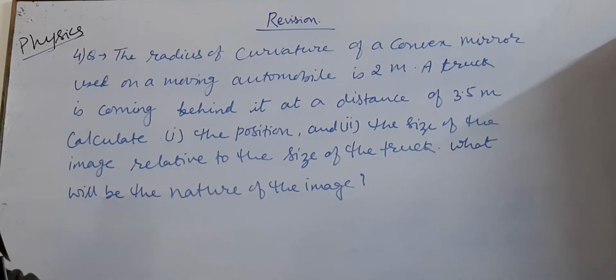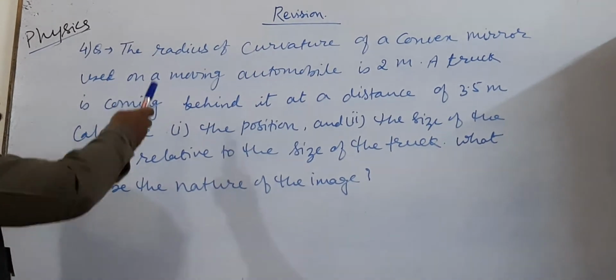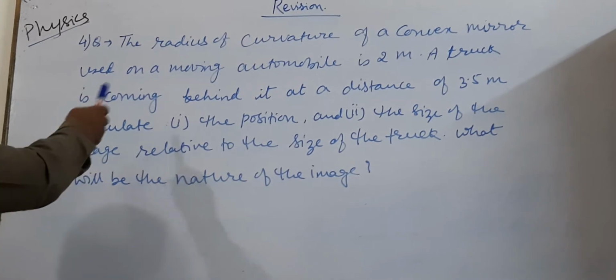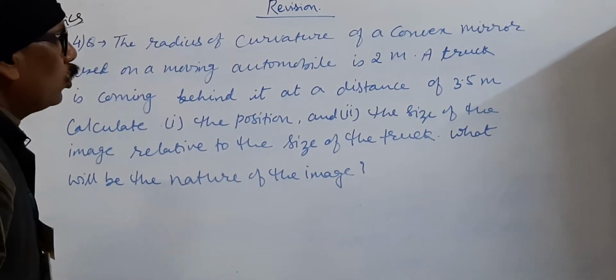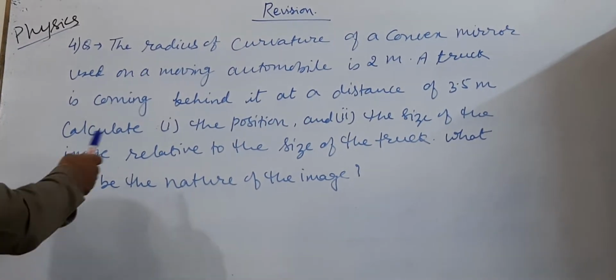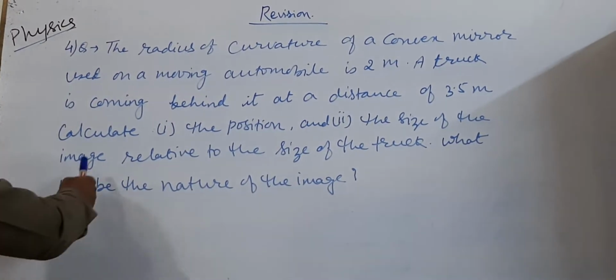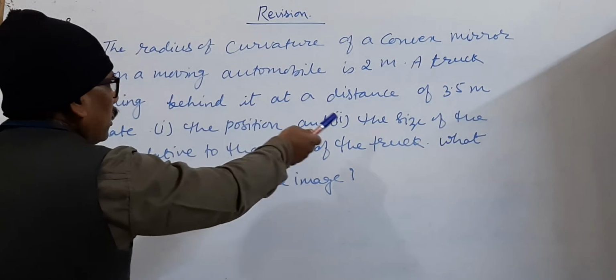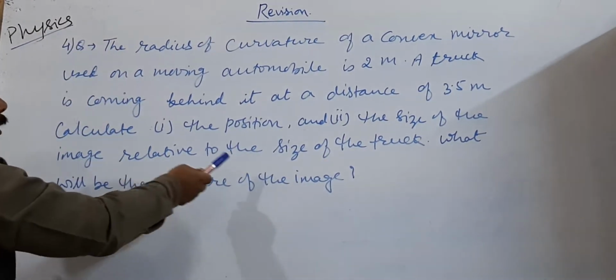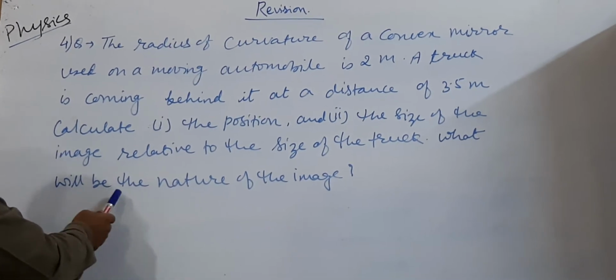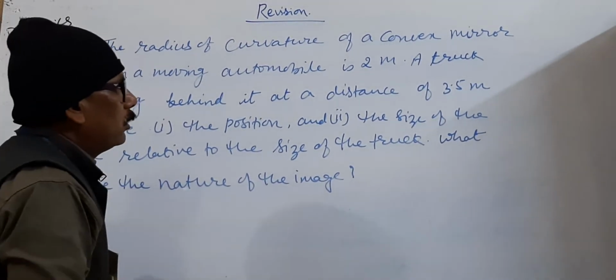Now see the next question. The radius of curvature of a convex mirror used on a moving automobile is 2 meters. A truck is coming behind it at a distance of 3.5 meters. Calculate the position and the size of the image relative to the size of the truck, and also what will be the nature of the image.